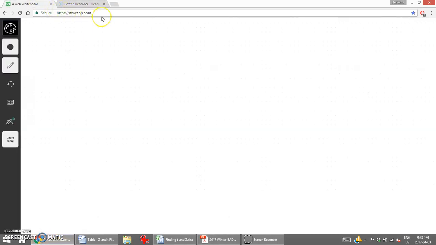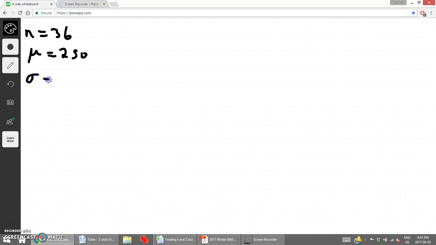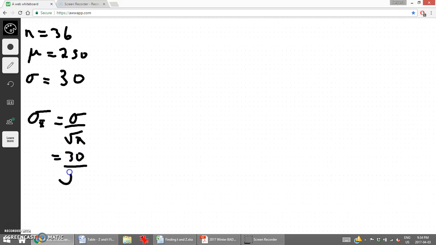Let's write down what we know. We know that the sample size is 36. It has an average of 250. And the population has a standard deviation of 30. We can compute the standard error. The standard error, if you remember, is the standard deviation divided by the square root of the sample size. So this would be 30 divided by the square root of 36. So the standard error would equal 5. That value is what we'll need for the rest of the question, so we're going to compute it first.